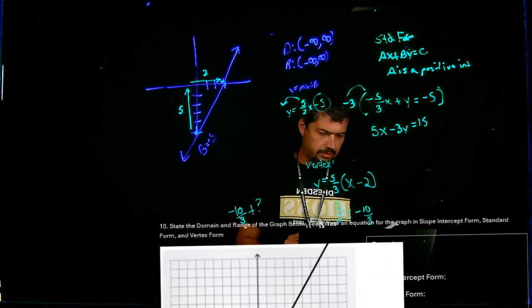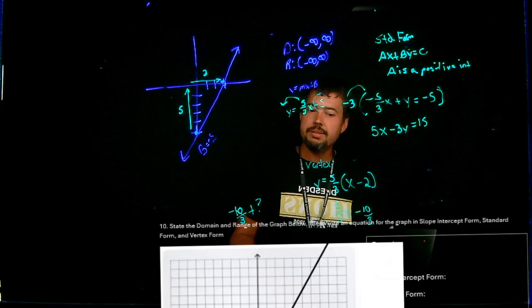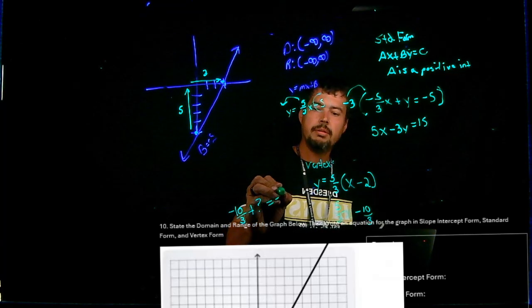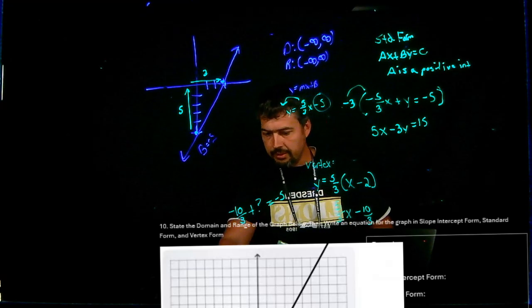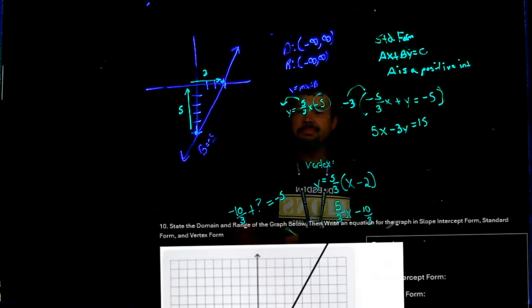That color doesn't show up. Oh, it was on my gold shirt. -10/3 plus or minus something is supposed to equal -5. I wish my pink marker was working, but it's not. Let me turn this down a little bit. That'll make things show up a little better for you.